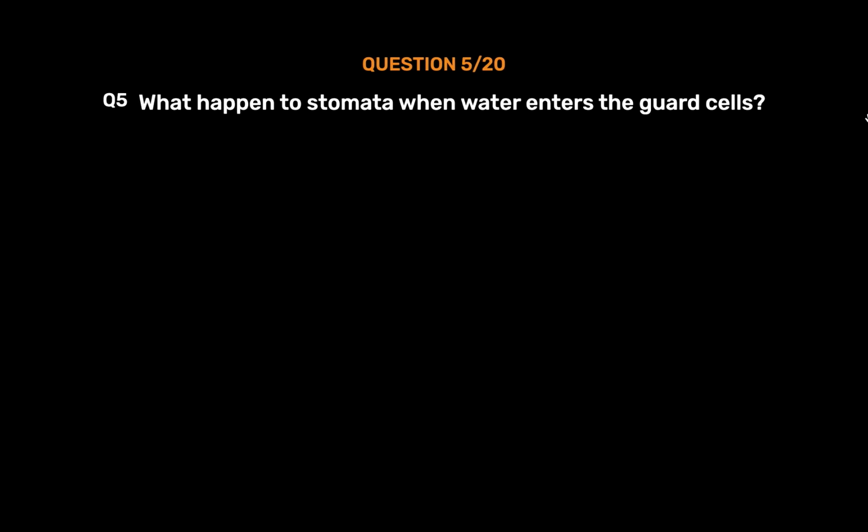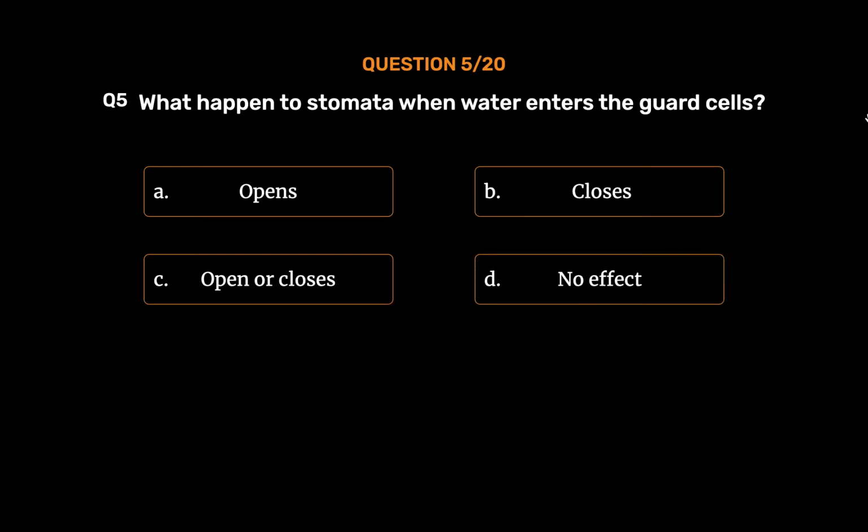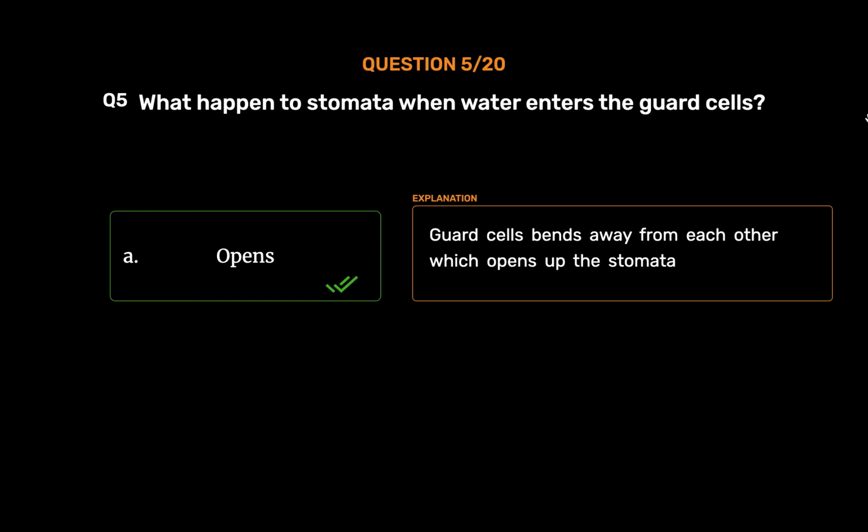Question number 5. What happens to stomata when water enters the guard cells? Option A. Opens. Option B. Closes. Option C. Open or closes. Option D. No effect. The correct answer is Option A. Opens. Guard cells bend away from each other which opens up the stomata.